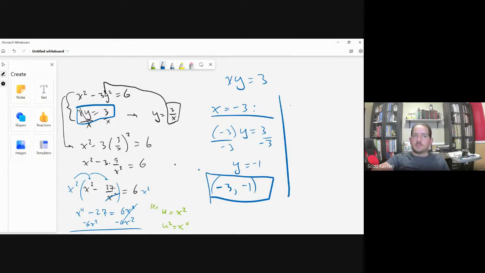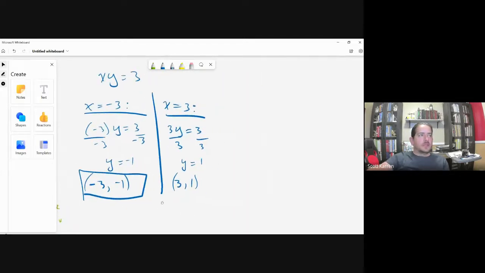The next x value was x equal to 3. And if I plug that in, then I get 3 times y equals 3. Divide each side by 3, I get y equals 1. So that is to say, when x was 3, y was 1. That's my second solution, right? Now I have 2 more.